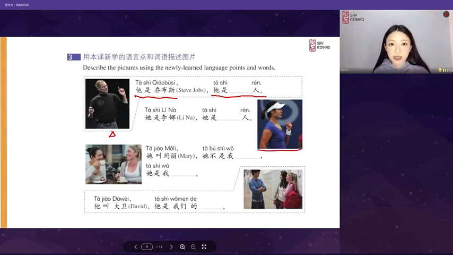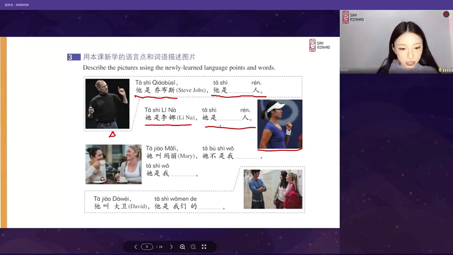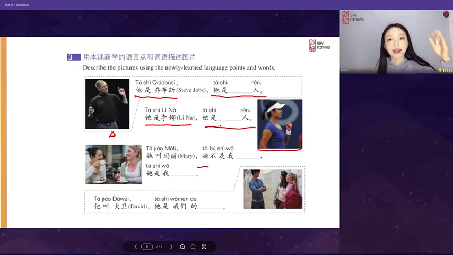Okay, next sentence. Let's see, who is she? She is 李娜, a tennis player. And here is the sentence, 她是李娜。She is 李娜. And which country is she from? She is from China. So, let's fill in the blank. 她是中国人。Very good. Okay, next. 她叫玛丽。玛丽 is the Chinese translation for Mary.